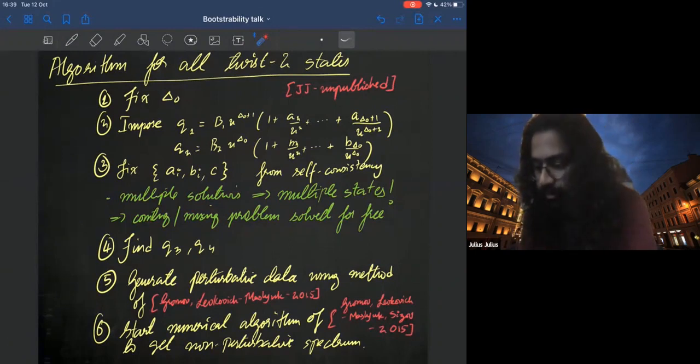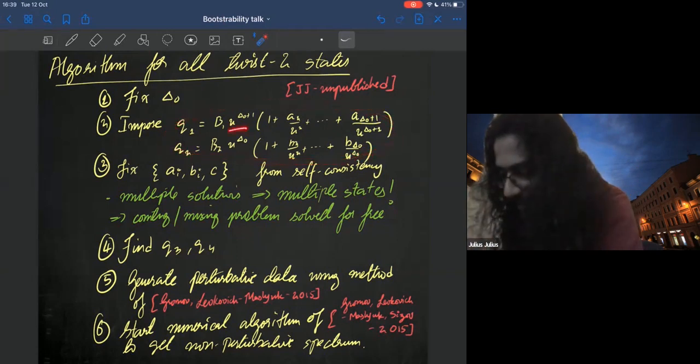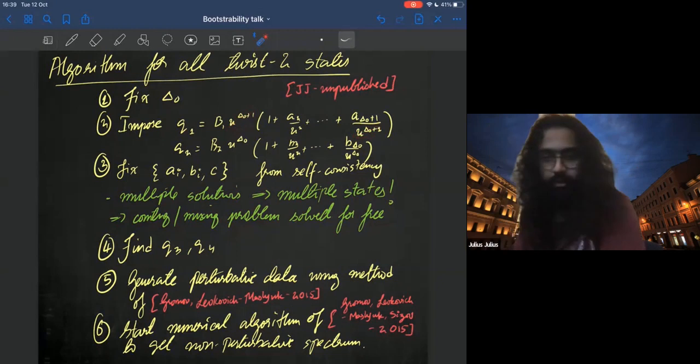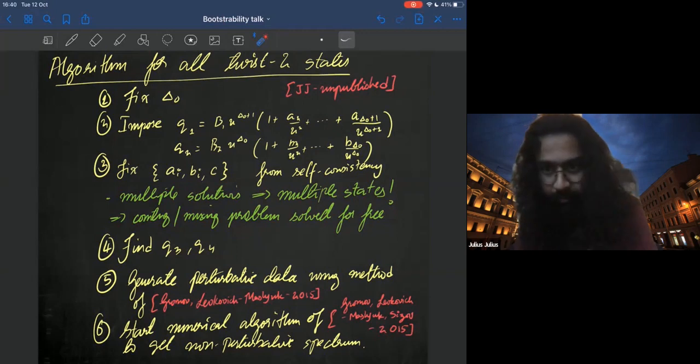So how do we do this? We start by fixing the value of the engineering dimension, so we fix delta naught. Then we impose our 2 polynomial solutions. I've written these 2 in a very non-polynomial way, but if you look at it, this is actually a polynomial. So we impose that there are 2 polynomial solutions with some undetermined coefficients, A2, A3, etc., B2, B3, etc. And then by self-consistency, you can fix the values of AIs, BIs, and C.